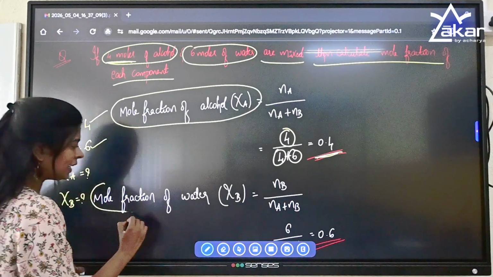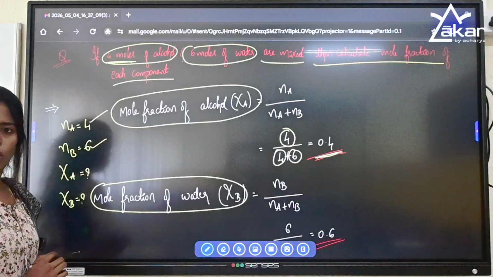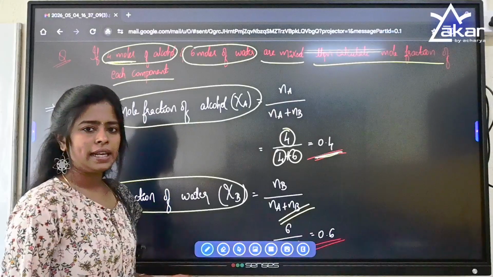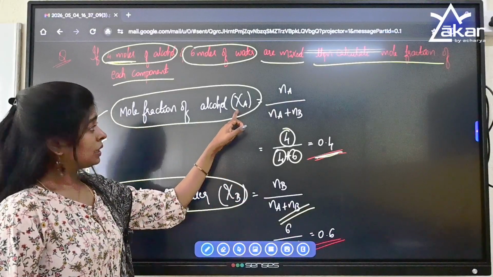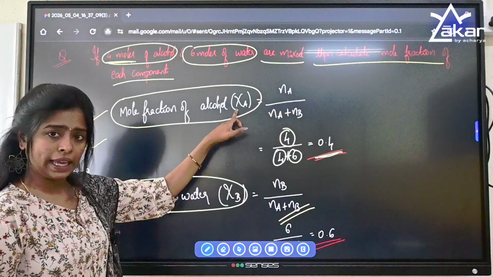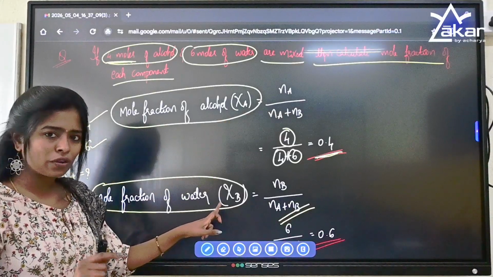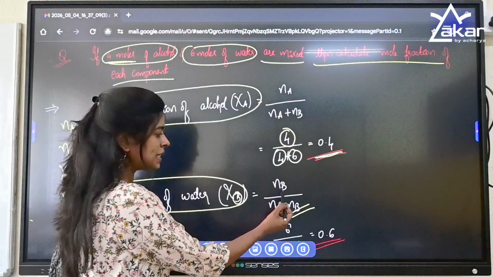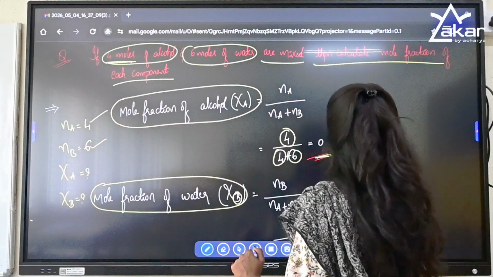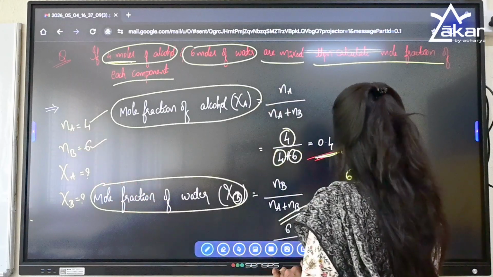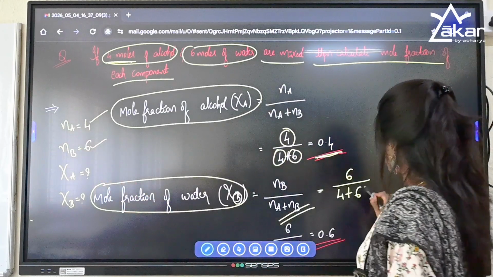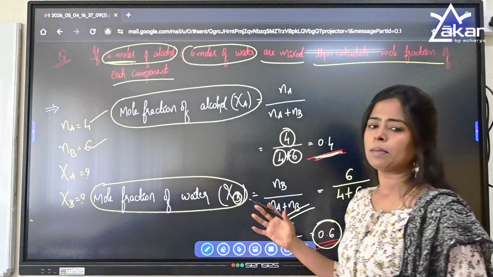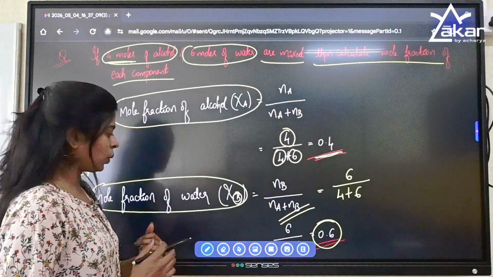Similarly, we can calculate the mole fraction of the second component, that is water. Mole fraction of water, that is chi B, is equal to the same formula. Here we are calculating mole fraction of alcohol, so I have used A, chi A. Here we are calculating the mole fraction of water, the other component, so we are specifically mentioning that as B. What is Nb here? Nb is 6. What is Na? Na is 4, plus Nb, 6. So if you solve this, you will get 0.6. So this is how we are going to calculate the mole fraction of components which are given in the question.